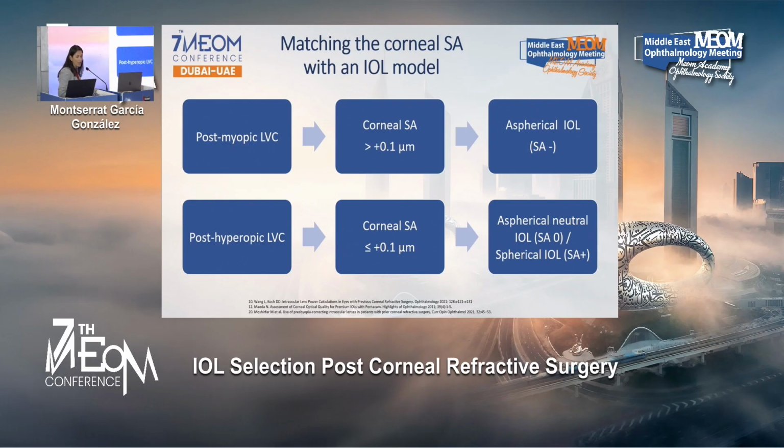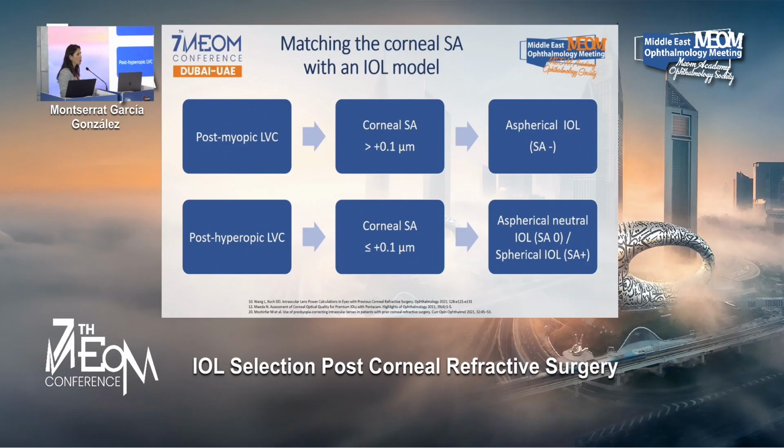So in post-myopic laser patients with positive corneal spherical aberration, the recommendation is to use an aspheric IOL model that has a negative spherical aberration in order to counteract the positivity of the cornea.